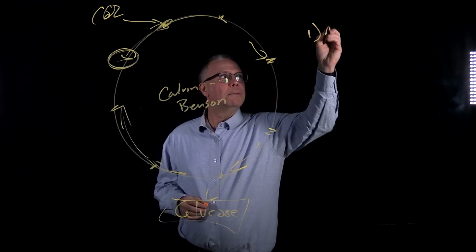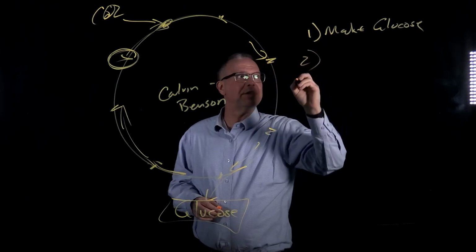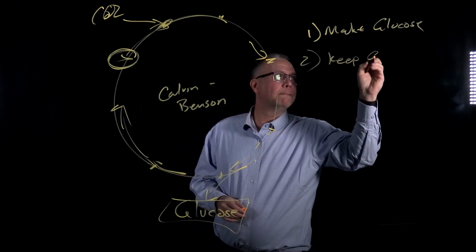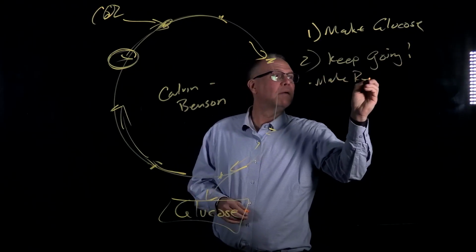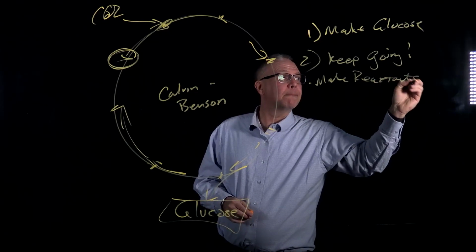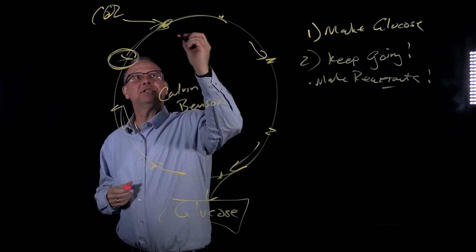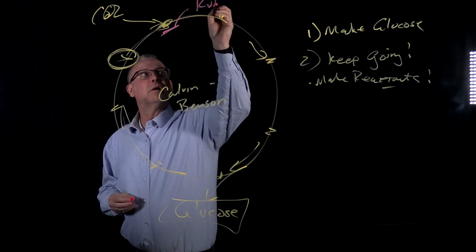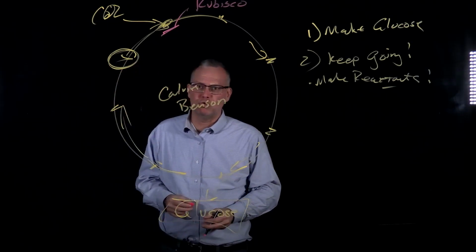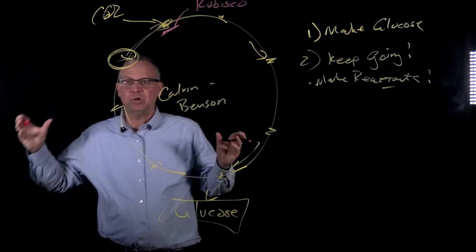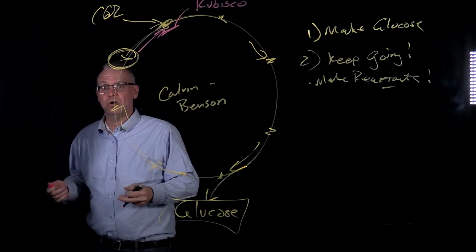So it is make glucose. And the next thing you need to do, it needs to keep going. It needs to make reactants, so it can keep going. The enzyme that does this, that grabs onto the CO2, is called rubisco. Rubisco, R-U-B-I-S-C-O. And CO2 will then combine to this reactant here. The enzyme rubisco facilitates that.